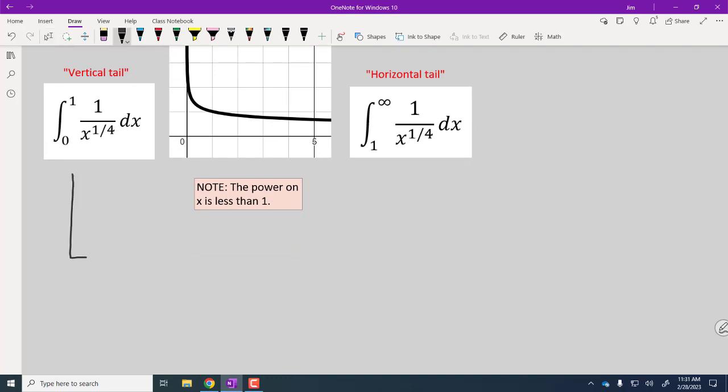So coming here, we're going to immediately convert it over to a limit as c goes to 0 from the right-hand side. And this is going to be an x to the -1/4. And we are going to 1, which is right here. So we're picking the c value right there. So we're integrating from c to 1. And then c is going to creep over towards the y-axis.